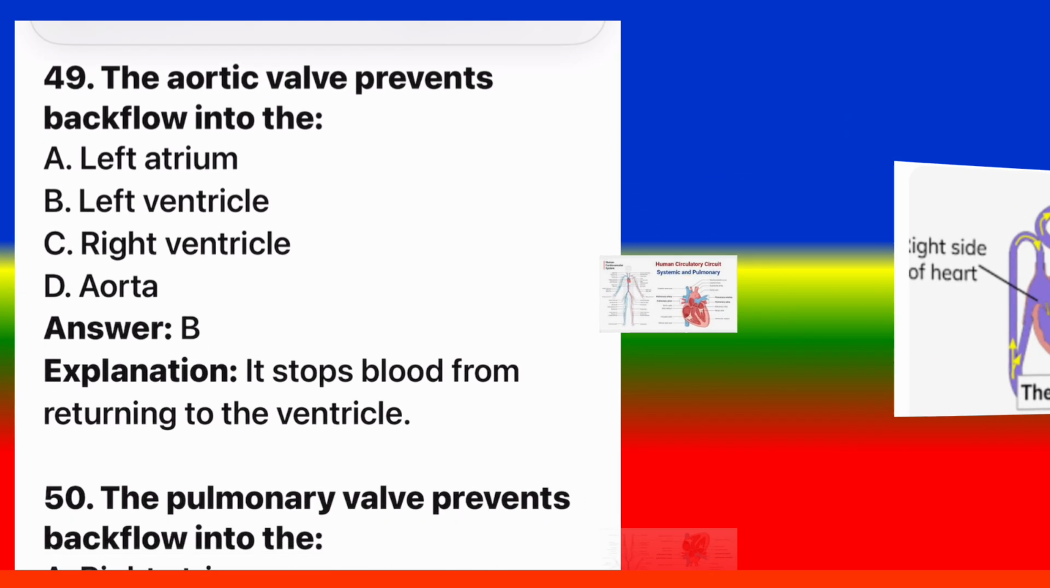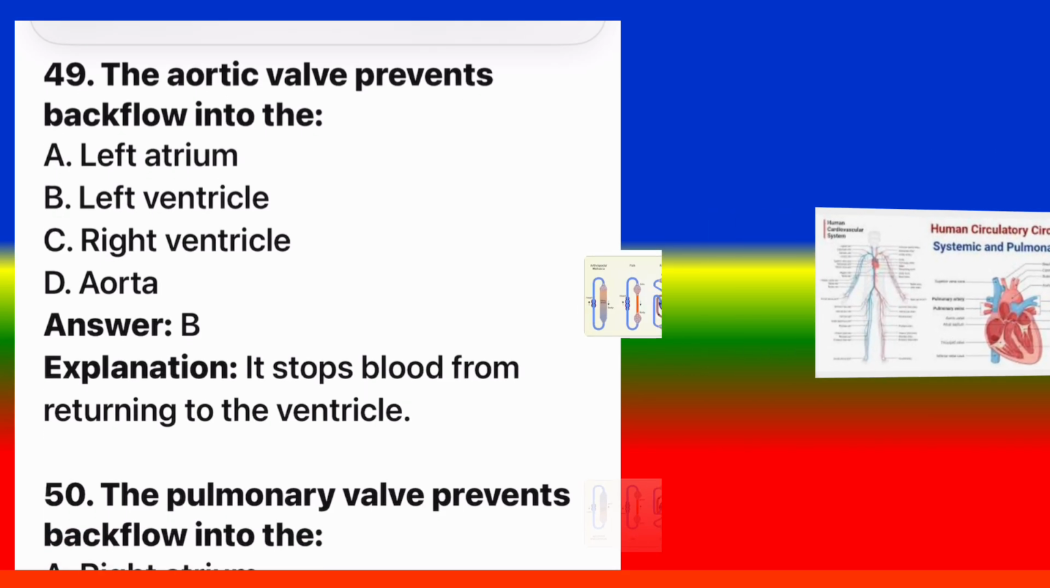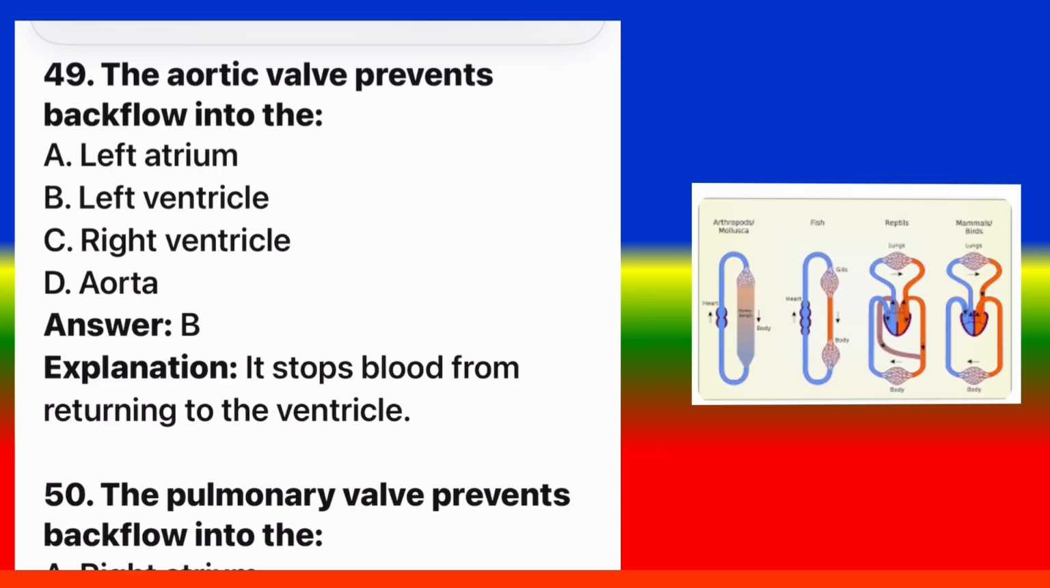49. The aortic valve prevents backflow into the A. left atrium, B. left ventricle, C. right ventricle, D. aorta. Answer B. Explanation: it stops blood from returning to the ventricle.